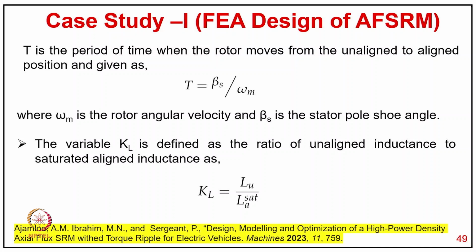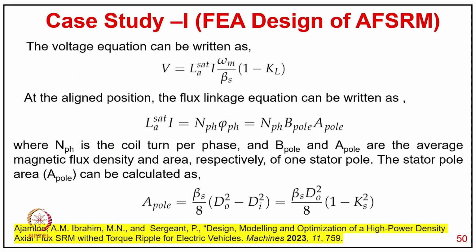The variable KL is defined as the ratio of unaligned inductance to saturated aligned inductance, KL equal to LU/LA_saturation. Typically, the voltage equation can be written as V equal to LA_saturation·I·ω/βs times (1 minus KL). At the aligned position, the flux linkage equation can be written as LA_saturation·I equal to NPH times Φ_PH, equal to NPH·B_pole·A_pole.